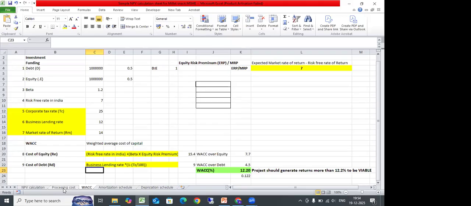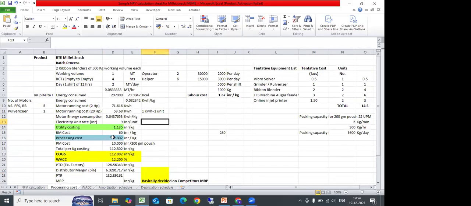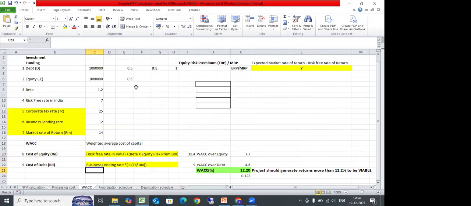Ma'am, 10,000 or 10 lakhs? It's just an example that I have taken. Example. Okay. See, the cost of debt in our case is 10,000. That means interest is 10,000, but 2,500 will be reduced since we are not paying corporate tax on interest, because this will be reduced from your revenue. That's why our cost is only 7,500 in this case, which is 10,000 minus 25%.